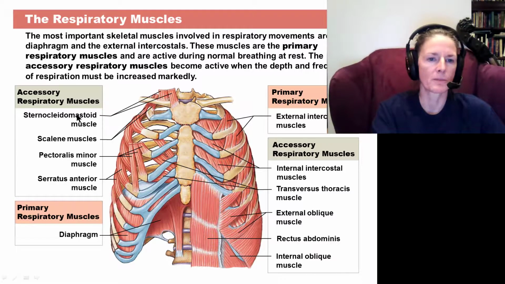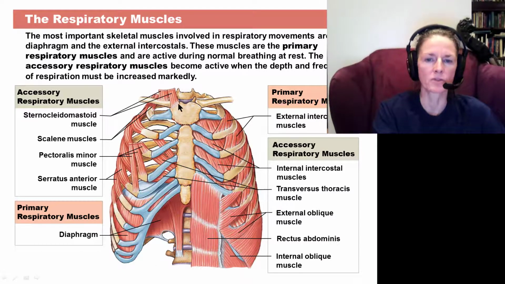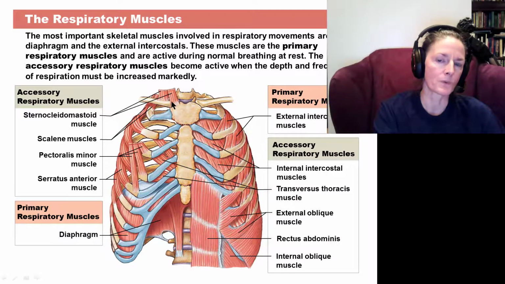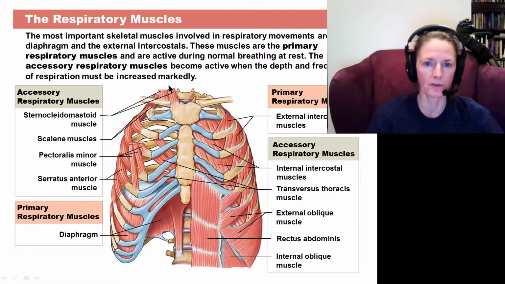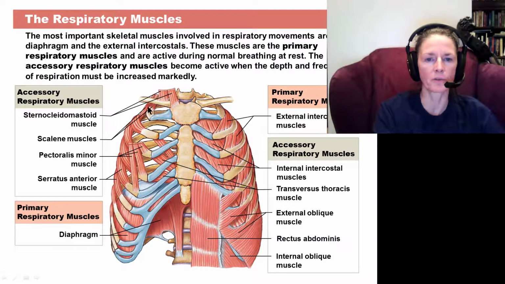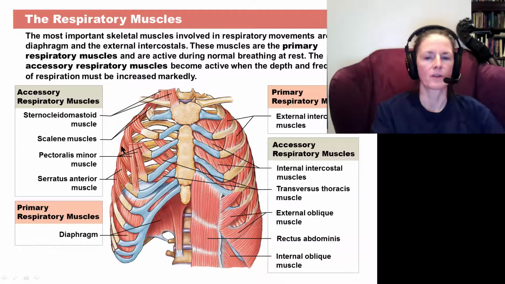So here are some examples. Here we have our primary respiratory muscles, the diaphragm here, and the external intercostal muscles. Here's our sternocleidomastoid, which, as you recall, has its origin on the sternum and the clavicle, and its insertion on the mastoid process, hence the name. Scalene muscles are also some neck muscles. Pectoralis minor, it's cut here, but we've got our origin on the ribs and our insertion on the coracoid process here. And then we've got our serratus anterior here, which is also going to help us expand the rib cage.